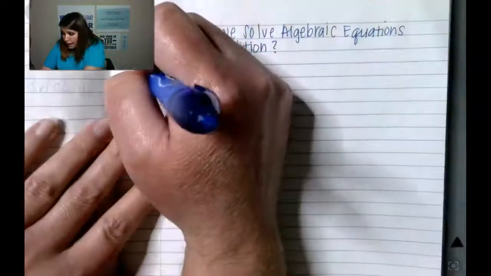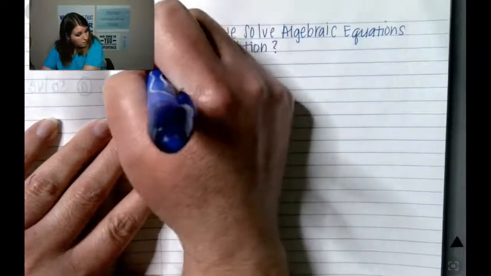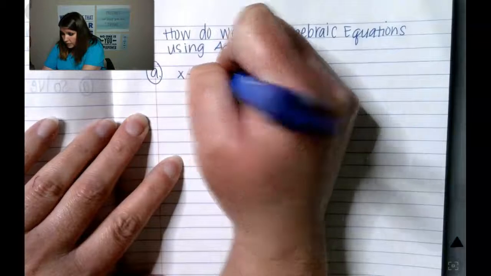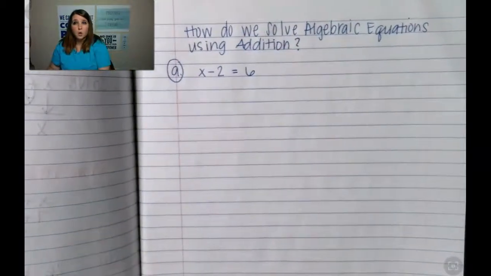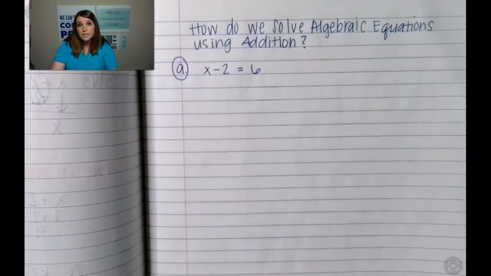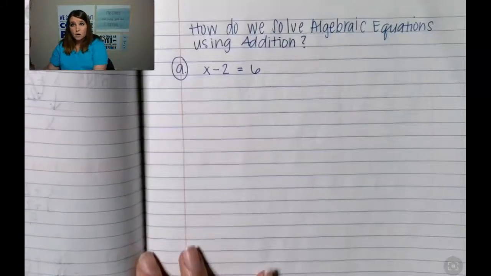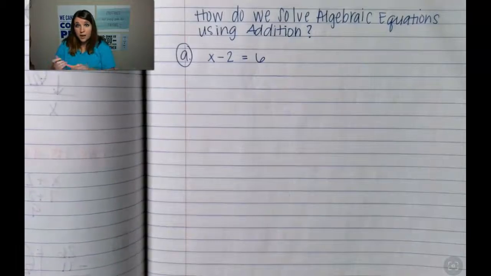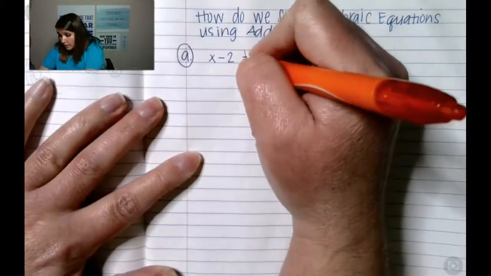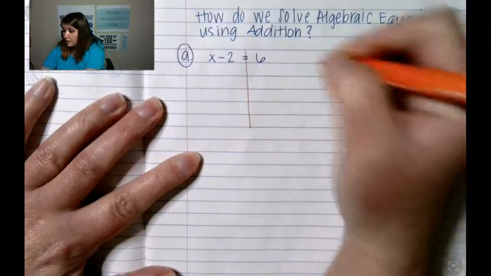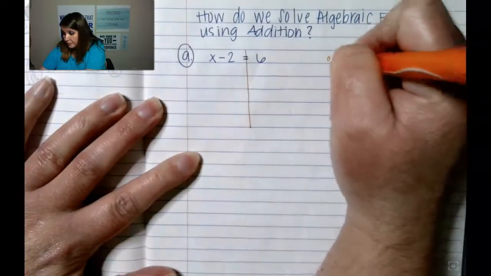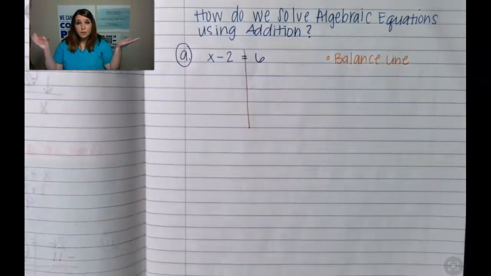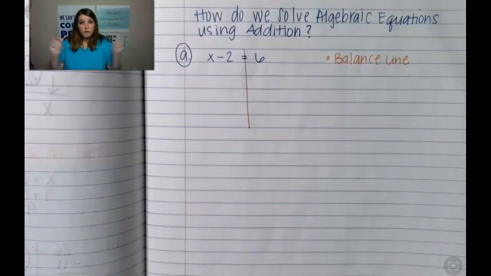Our first problem says, x minus 2 equals 6. And our goal is to isolate this variable and to find out what the solution is for this equation. So our job, 1, draw that balance line. We always want to draw a balance line. So there's my balance line. We have to keep it balanced. We don't want to tip over and fall out of our chairs.